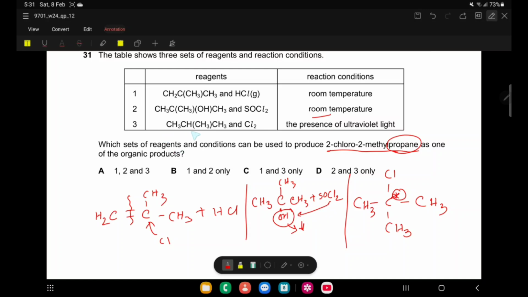Okay, and the third one is CH3 plus chlorine. Simple substitution reaction. This hydrogen will be displaced by the chlorine. Okay, so yes, in the presence of ultraviolet, all these three reagents and conditions are correct. So the correct answer is A.